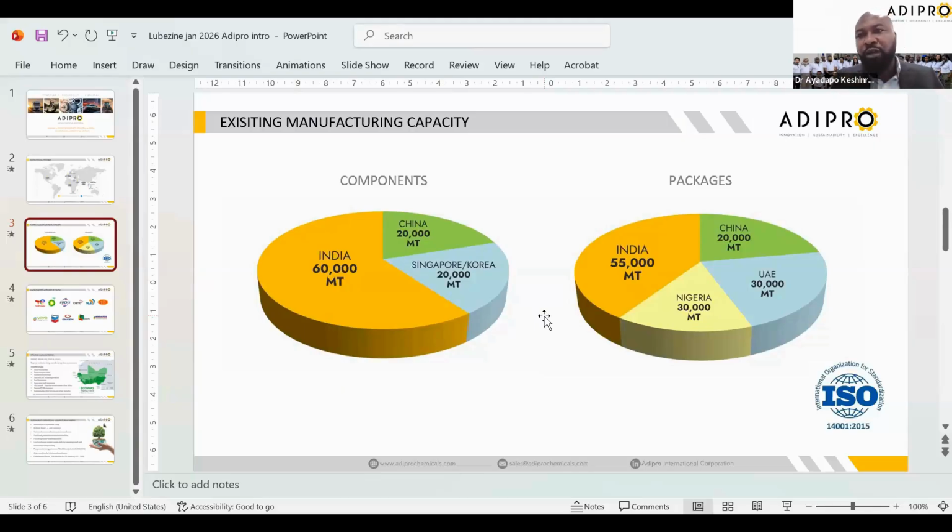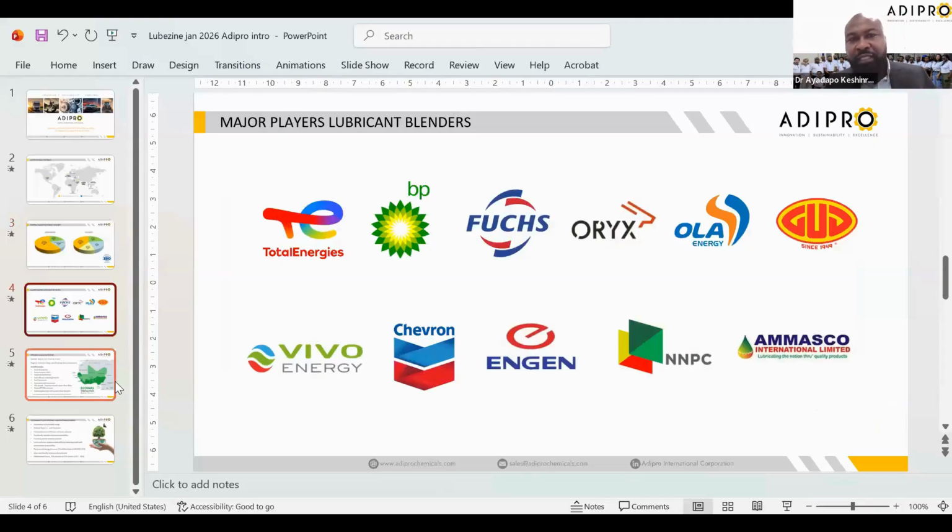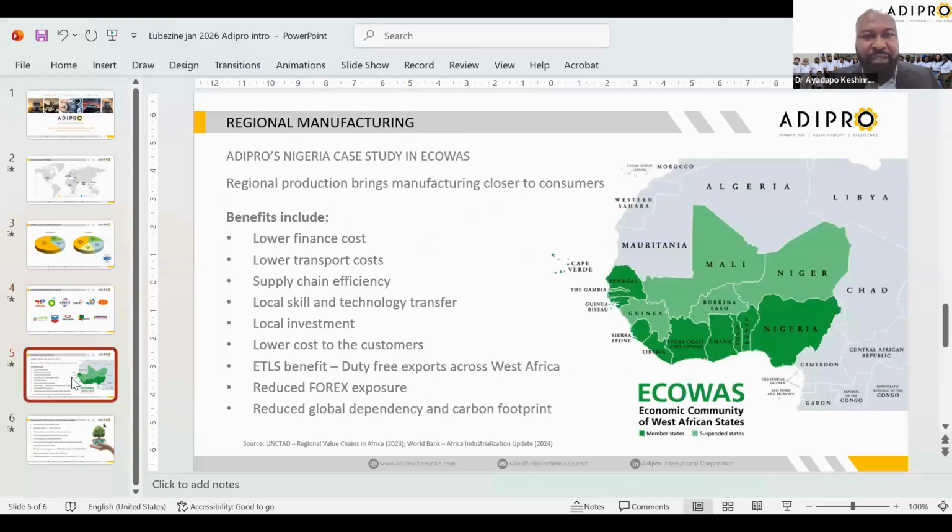And the reason we do a lot in the UAE is because we have certain customers in the Gulf area who, for logistics reasons, prefer to buy from the Gulf area. So we blend in the UAE and we can serve Saudi Arabia, UAE, even Pakistan from there. Some of our customers are TotalEnergies, Castrol, Fuchs, Oryx, Ola, and too many other companies.